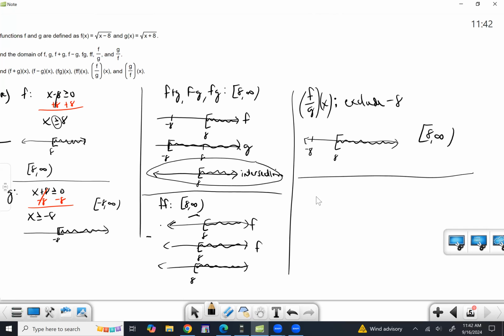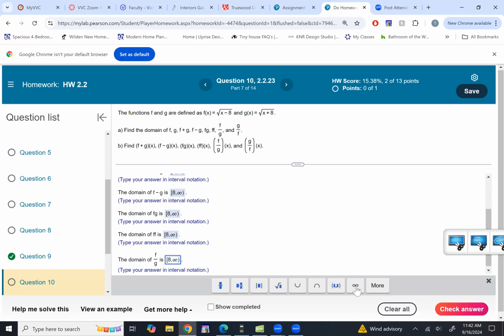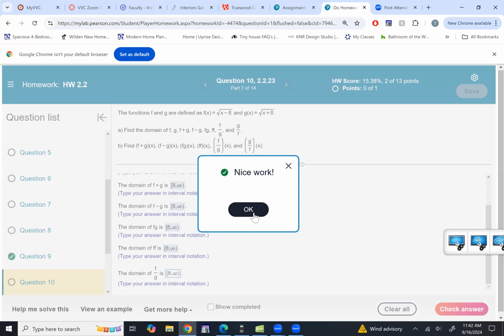Now, if we look at the other way around, g divided by f, now I have to look at when f is going to be 0. If I look at the top of the screen, square root of x minus 8, well, 8 minus 8 would be 0. So we have to exclude 8 this time. So instead of putting a square bracket on the 8, we're going to put a parenthesis on the 8, and we're going to head off to infinity. Okay, so let's go put those in. The first one is square bracket 8 to infinity. And the next one is going to be parenthesis 8 to infinity.